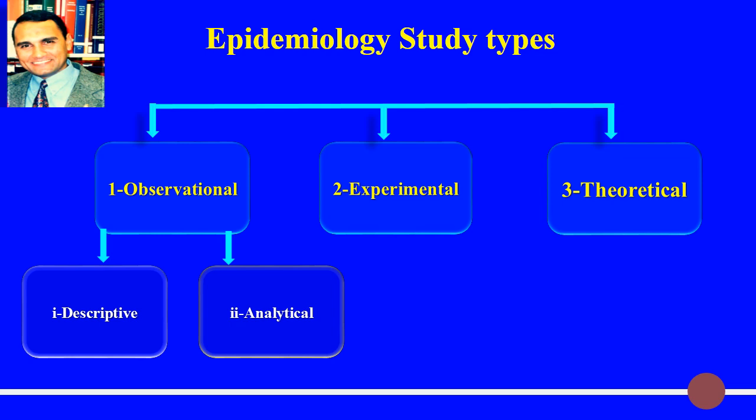Observational studies have two components, descriptive and analytical. Descriptive observations pertain to the who, what, and where, as well as when the disease or health-related state occurs. However, analytical observations deal more with the how of a disease or health-related events.